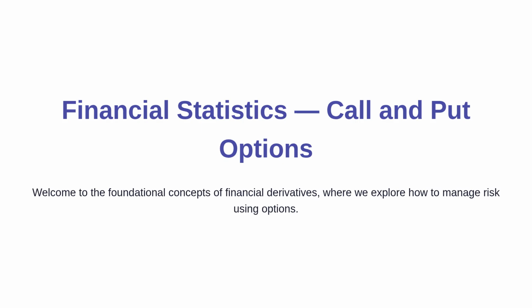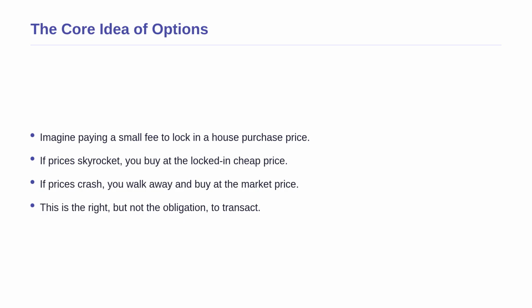We are going to build your understanding of these financial derivatives from the ground up, starting with a simple everyday analogy. To understand options, imagine you want to buy a house in 6 months, but you fear prices will skyrocket. You could pay the seller a small fee today for a contract guaranteeing a fixed purchase price. If the house value jumps, you use your contract and save a massive amount of money. But if the market crashes, you simply throw the contract away and buy at the new lower price.